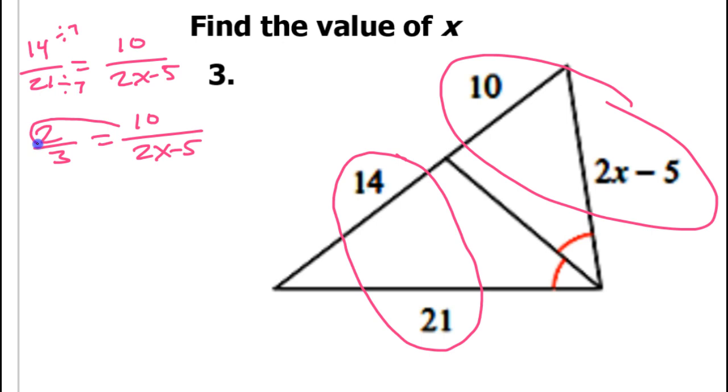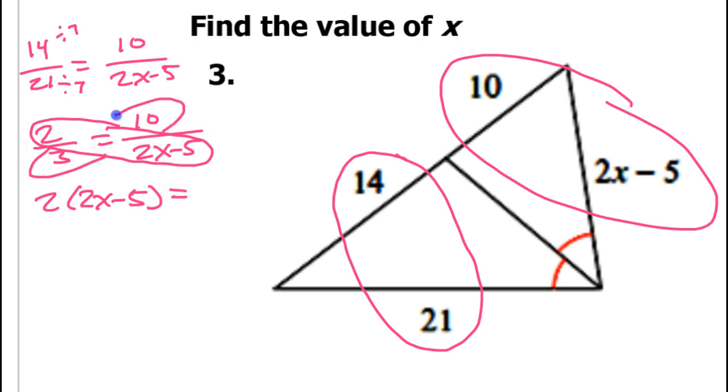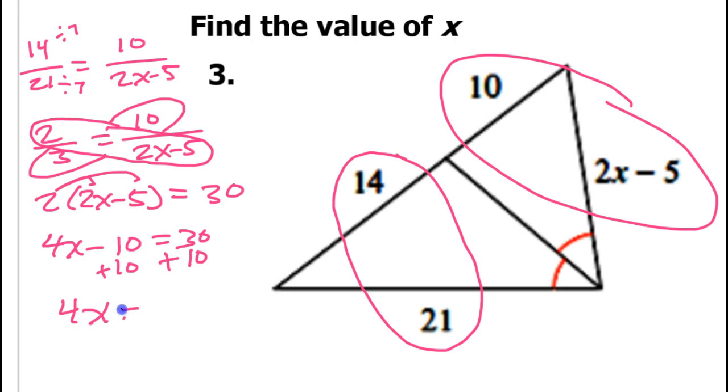Now I will cross multiply. So if I multiply along this diagonal, that's 2 times 2x minus 5. And if I multiply along this diagonal, that's 30, so equals 30. Distributive property gives me 4x minus 10 is equal to 30. Add 10 to both sides. So 4x is equal to 40. Divide both sides by 4, and we get x is equal to 10.